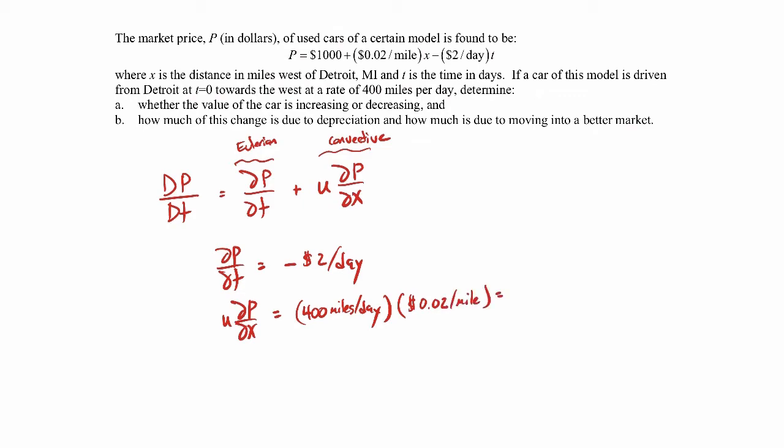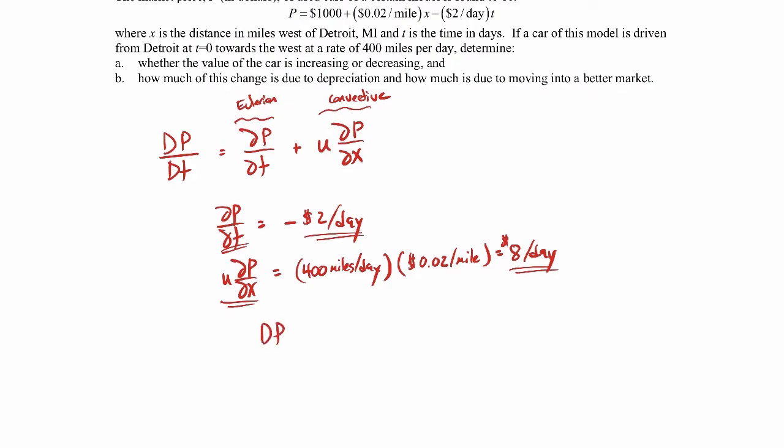So when you combine these together, what does that come out to be? That's something like $8 per day. So that's this component, and here's our depreciation. So when you add those two together, we're coming out $6 a day ahead.